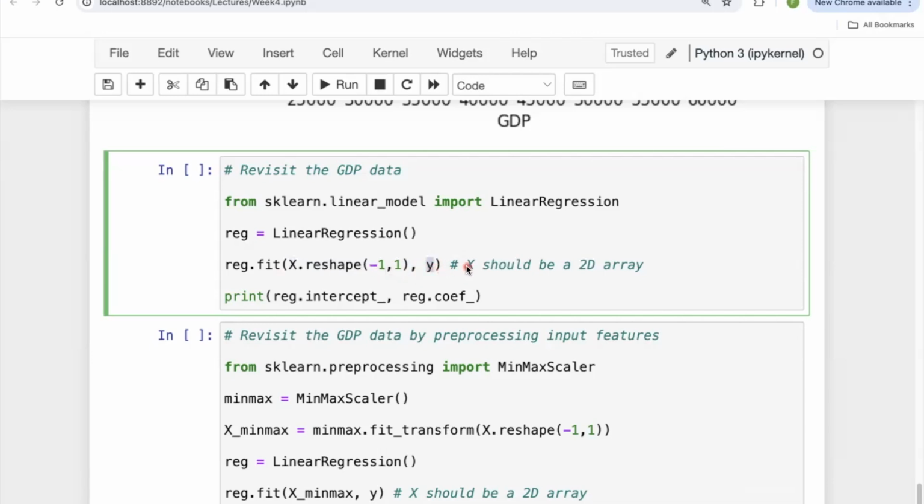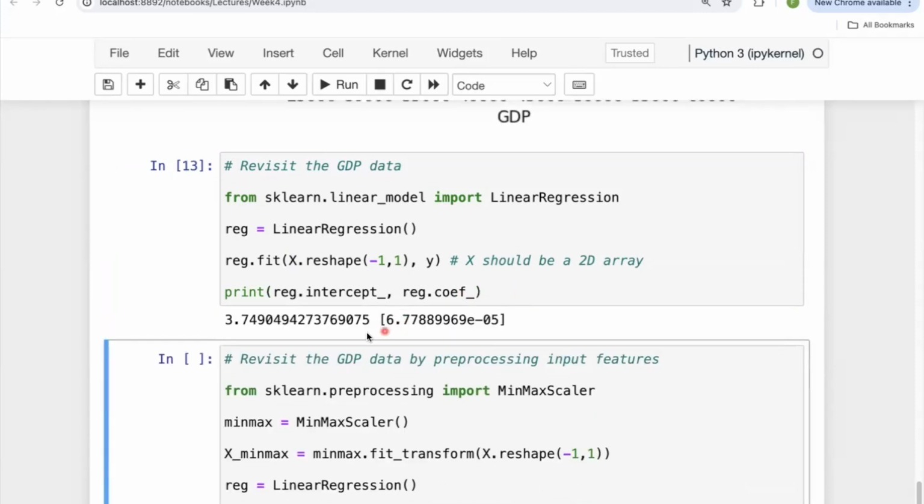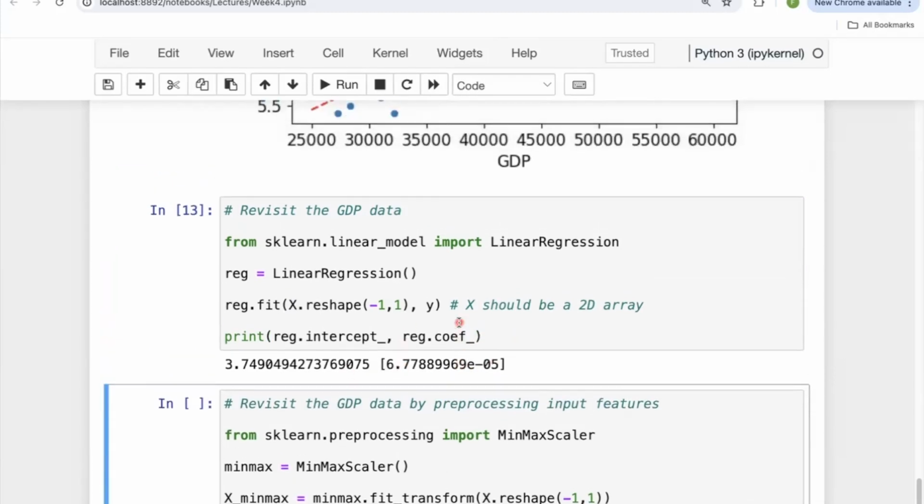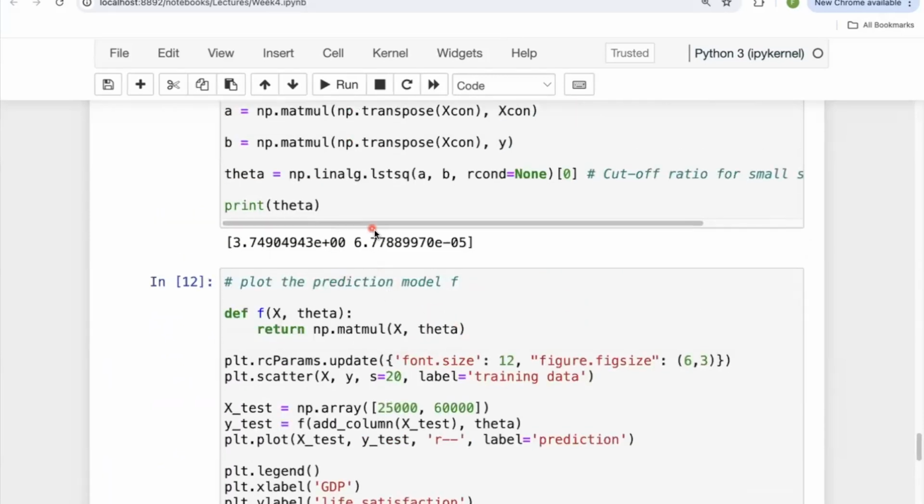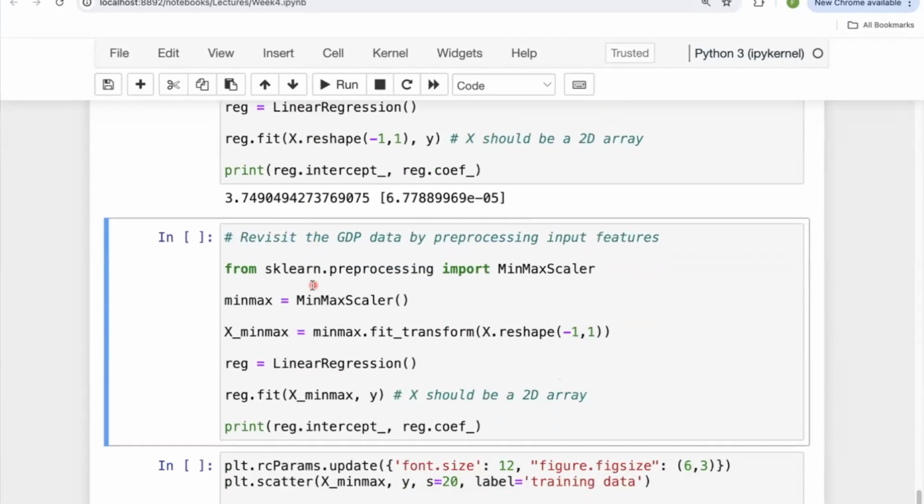And again, I emphasize that this X should be a 2D array. And remember, I'm not adding the concatenated matrix here. This is the raw input matrix that I have. So this X.reshape(-1, 1) just has one column, which are the actual GDP values in them. And scikit-learn's linear regression will automatically add that column of ones in the background. And now, once we run this fit method, we can look at the intercept and coefficient values. And if you look at this, this is very much similar to the version that we solved ourselves. So this is a simple problem. You should be able to reproduce the results.